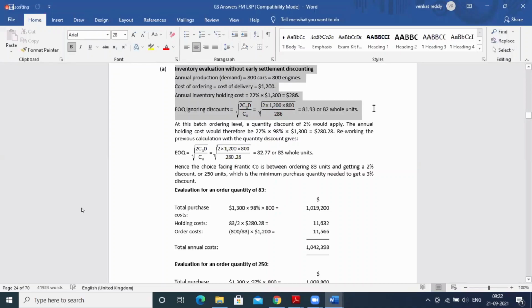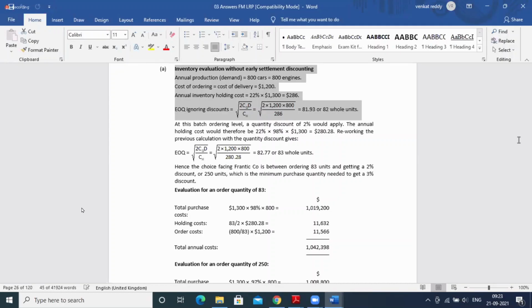Not just EOQ. So we got 81.93. I hope most of you might have got this answer. Just once cross verify, I think it might be only a calculation mistake, because I think you might have applied everything correct. Only a calculation mistake, I think.